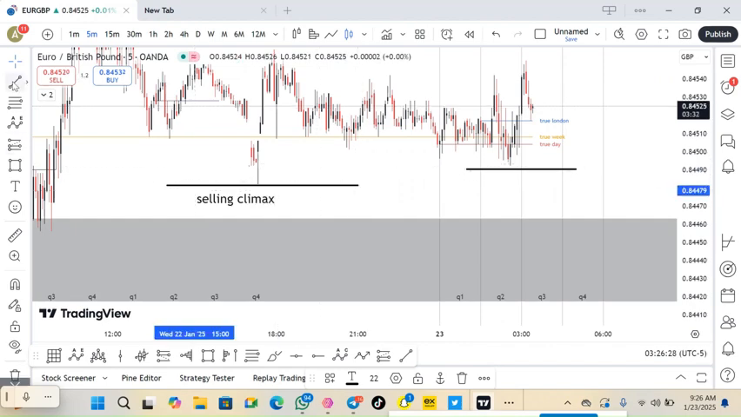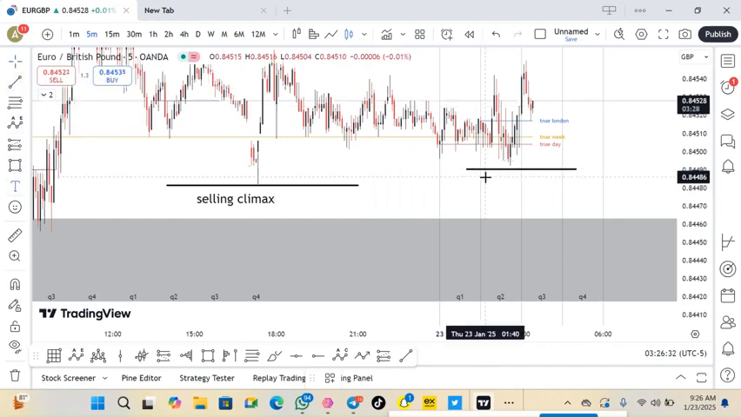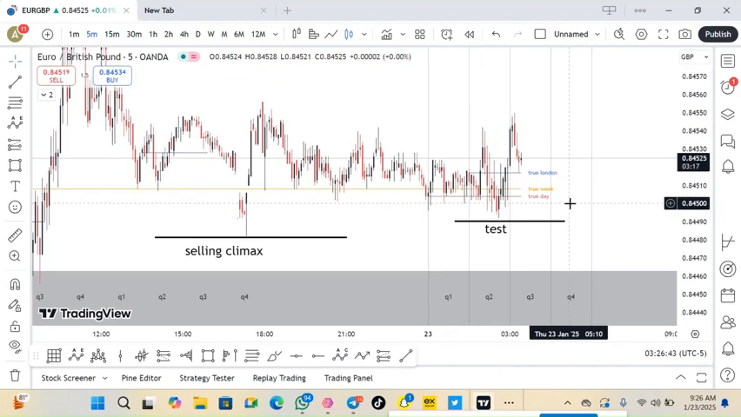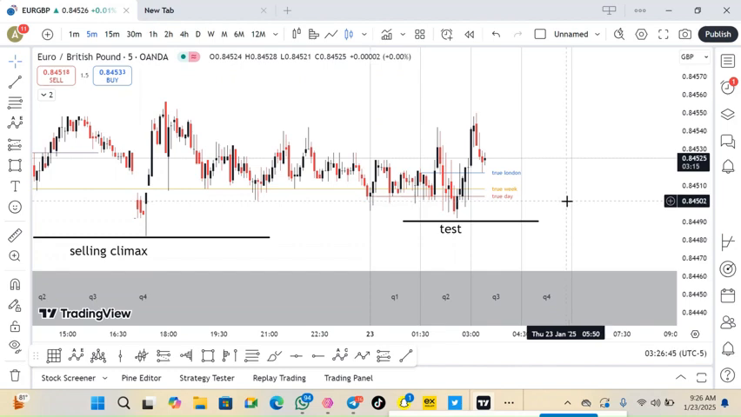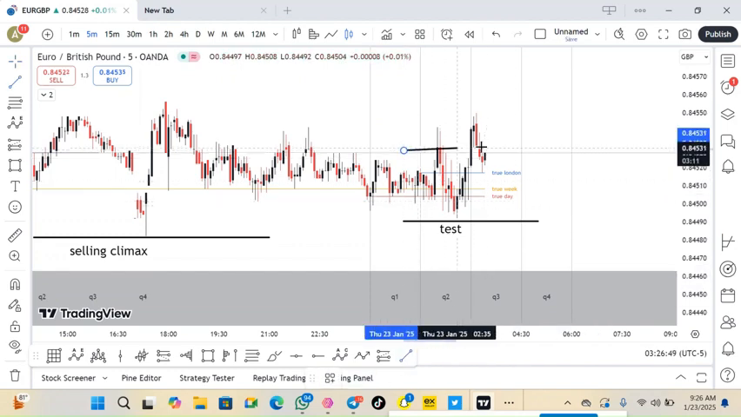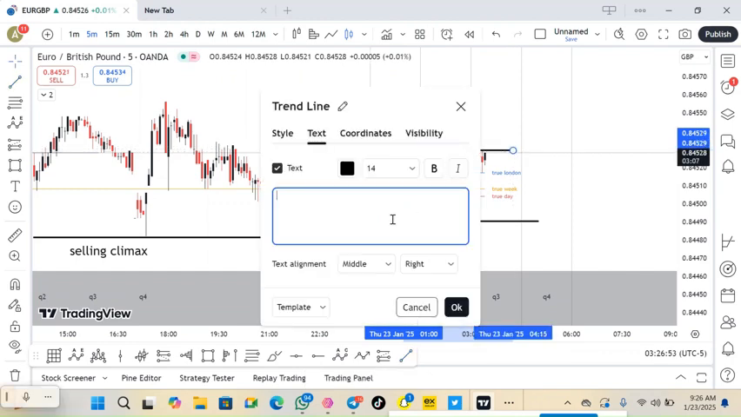So, and this is going to be our test. Don't forget, we are trying to explain what a bull or bear trap is. So this is going to be our test. If you look at it properly, what does this test do? This test has already given what? A bull trap.